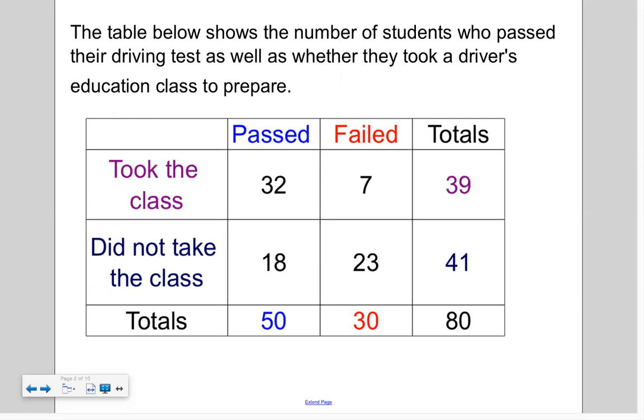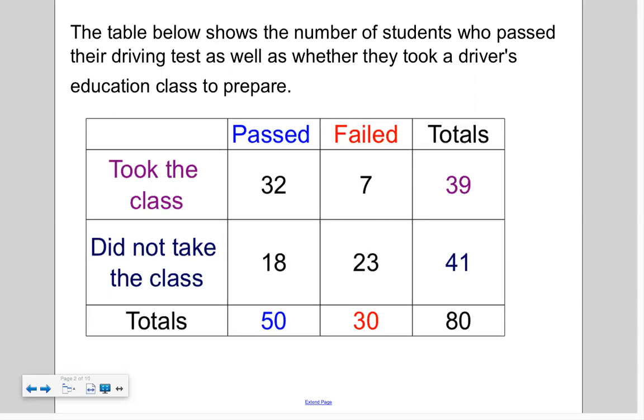And we can get to that 80 number a couple different ways. If we look this way, the number of people that passed was 50. The number of people that failed was 30. That gives us 80 total people. We also could use the rows, and we got 39 people took the class, and 41 people did not take the class, giving us a total of 80 people.